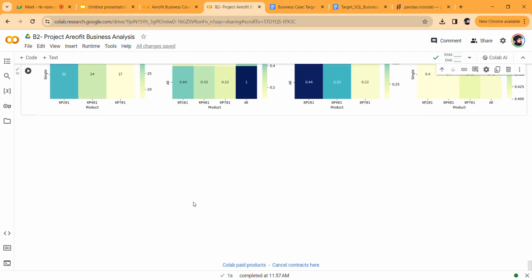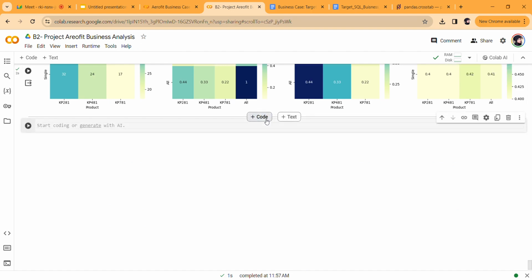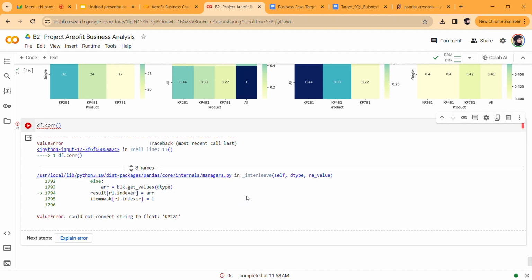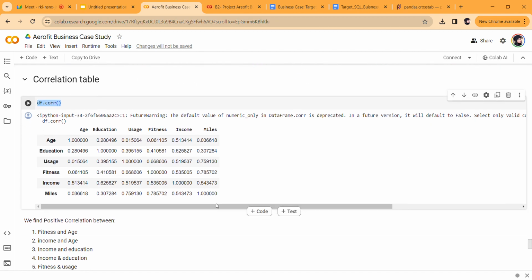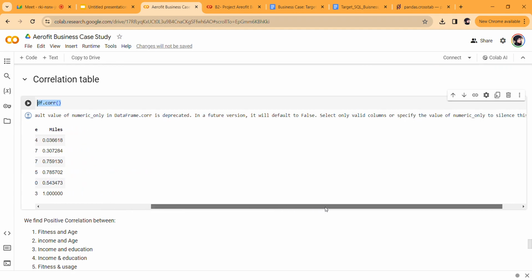What is the df.corr correlation table? If you want, you can create this correlation table. Why is it not coming? Float KP281, string to float. There is some error. KP281 is, yeah, a string. There is also some warning here. Let me check. Yeah, numeric_only to silence it.